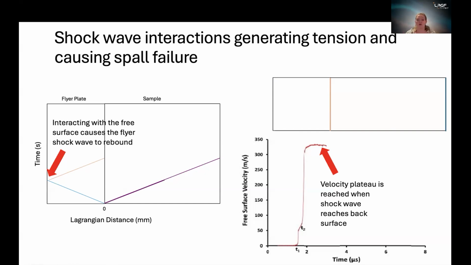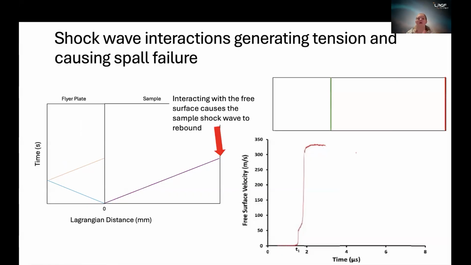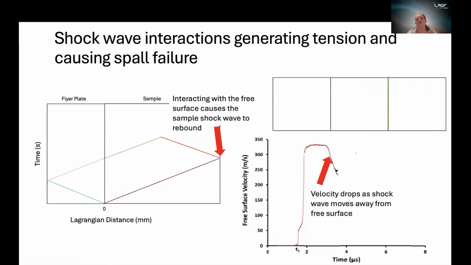So now that the shockwave has reached this back surface, it's now going to rebound back into the sample in the same manner that we saw it doing at the back of the flyer plate. So now both of these shockwaves are moving towards each other within the sample. As this is happening, we start to see the shockwaves move towards each other and then eventually cross. On our free surface velocity profile, we do see that the velocity starts to drop as the shockwave moves away from this free surface and back into the sample.